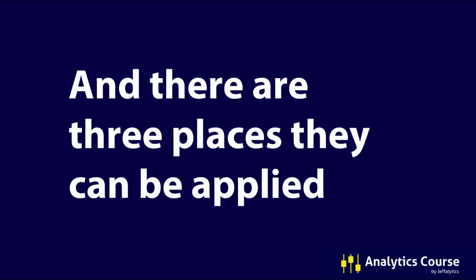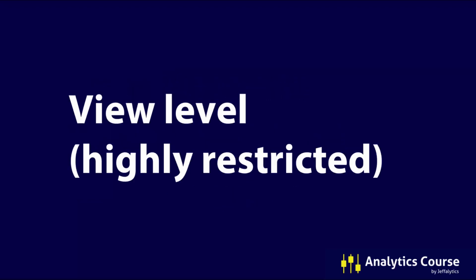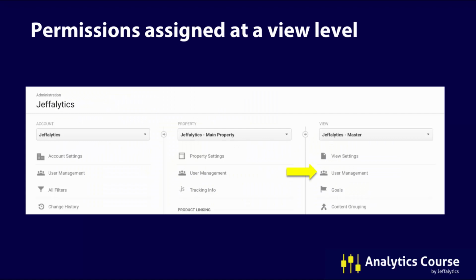Now, there's 3 places where these permissions can be applied. The most basic and the most highly restricted is at a view level. Now, if you just want to give somebody access to view your reports in Google Analytics, you don't want to let them change anything, I would give them read and analyze permissions, and I would do it at a view level. Basically, it's like putting them inside of a padded cell and minimizing the amount of damage they can do. It's nerfing on the nerf. You can't really do much if you only have read and analyze access to a single view.